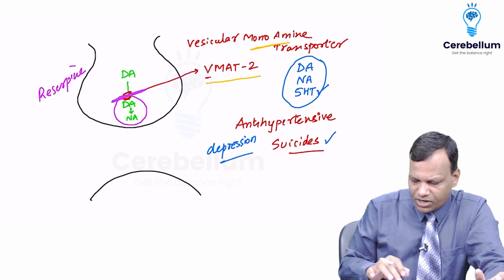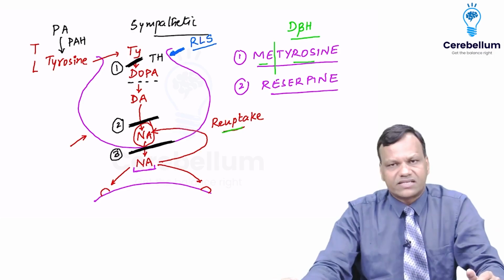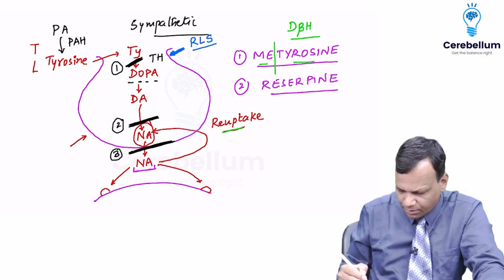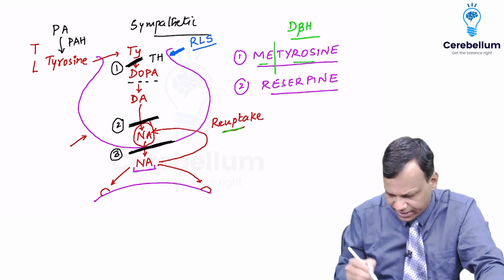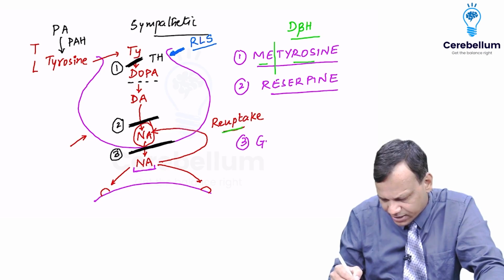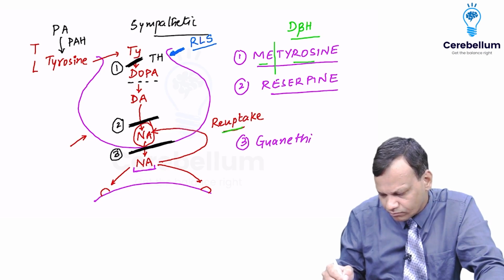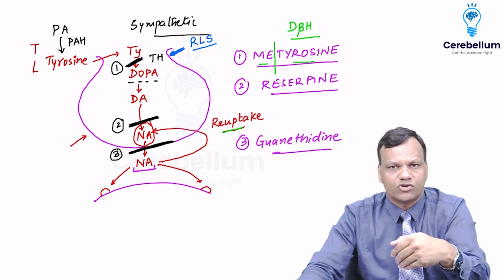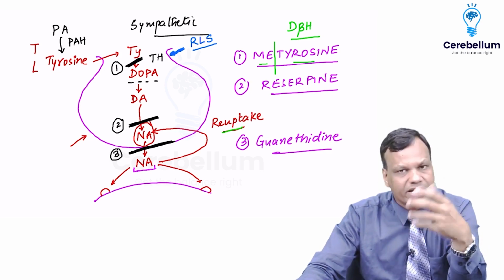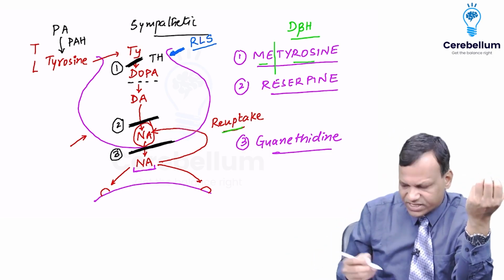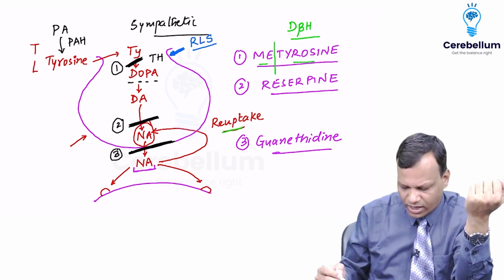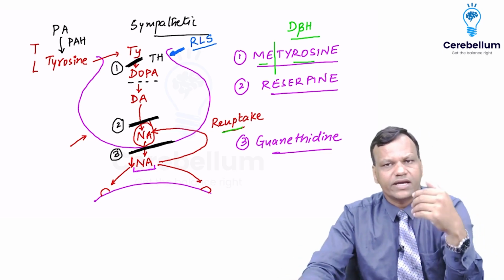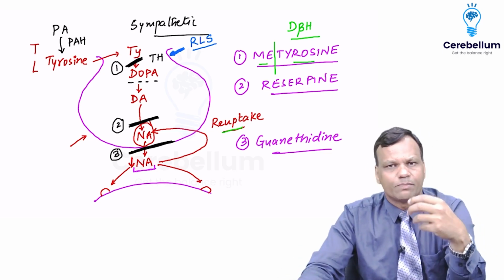Okay. So the number two drug we were discussing is a reserpine-like drug which inhibits the entry of dopamine in the vesicle. Then the number three drug, which inhibits the release of noradrenaline, is guanethidine. Guanethidine can inhibit the release of noradrenaline. So when noradrenaline does not come into the synapse, it cannot produce action. The three drug groups we discussed, metyrosine, reserpine and guanethidine, all decrease noradrenaline in the synapse. So when noradrenaline decreases, sympathetic action decreases.